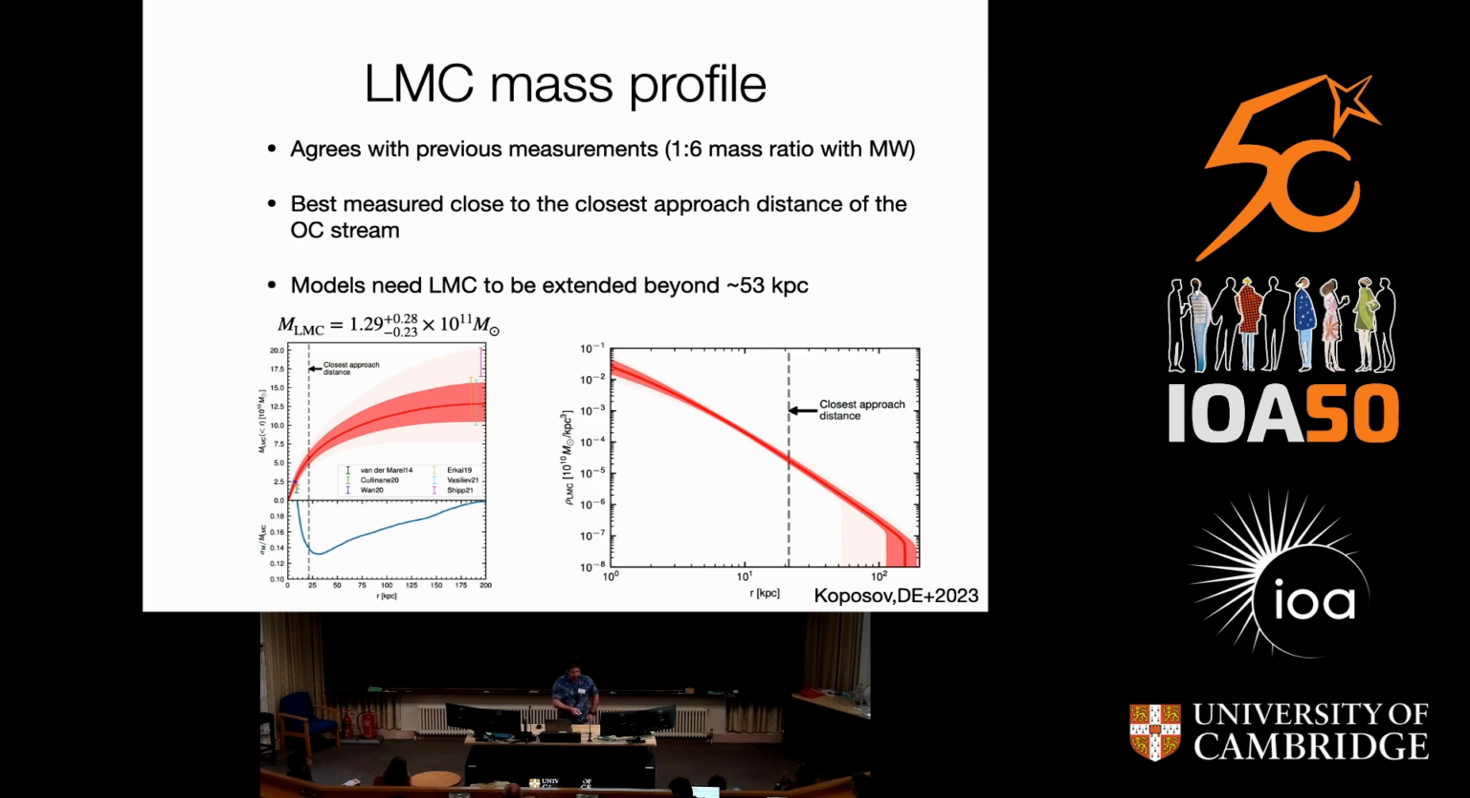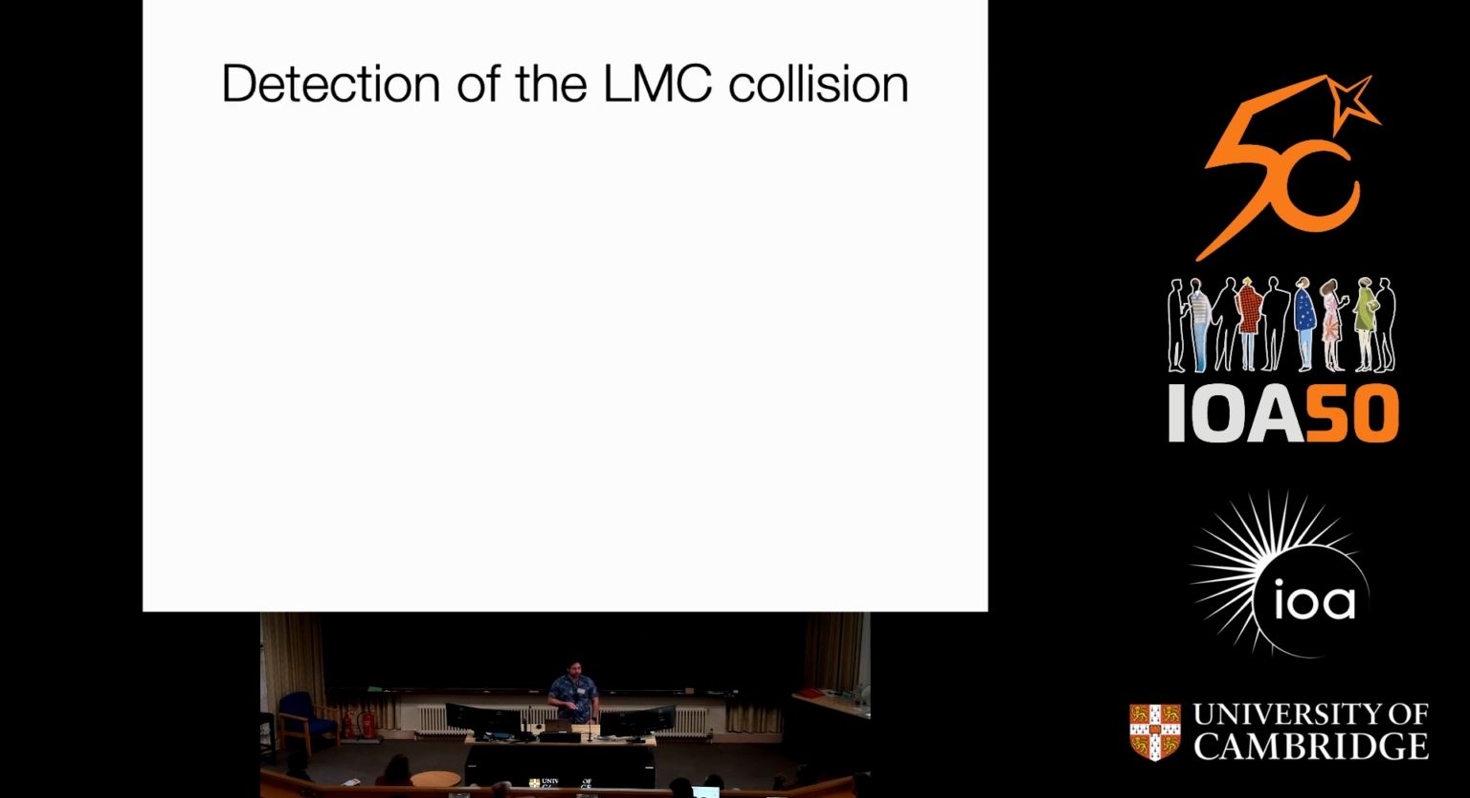And we can also show that the LMC has to be extended. Because this object is hitting the stream, we can't just have a point mass LMC. We really need a very extended LMC, and this is the density profile of the LMC, which goes way beyond where the stars are and confirms that it has an extended dark matter halo.